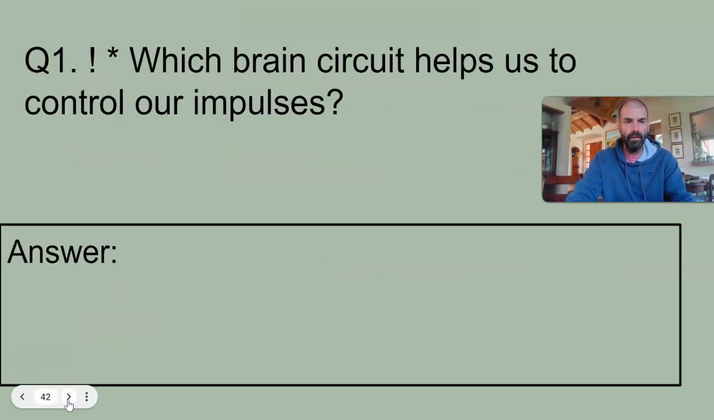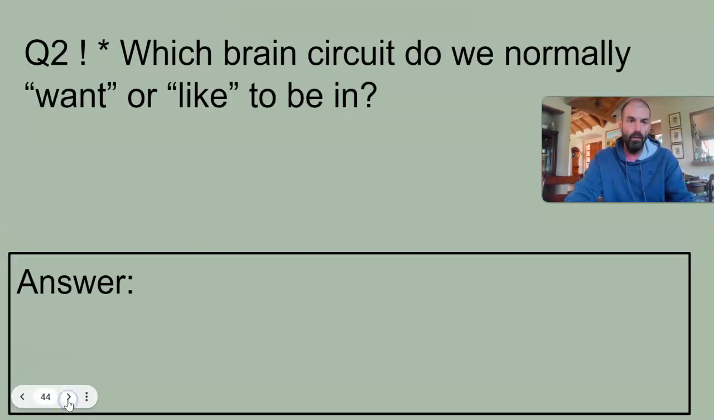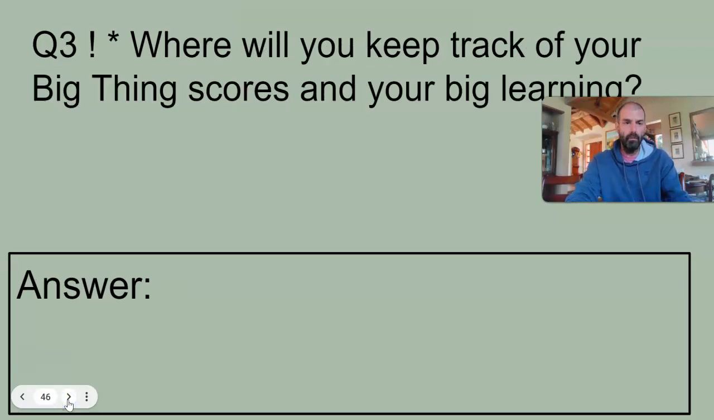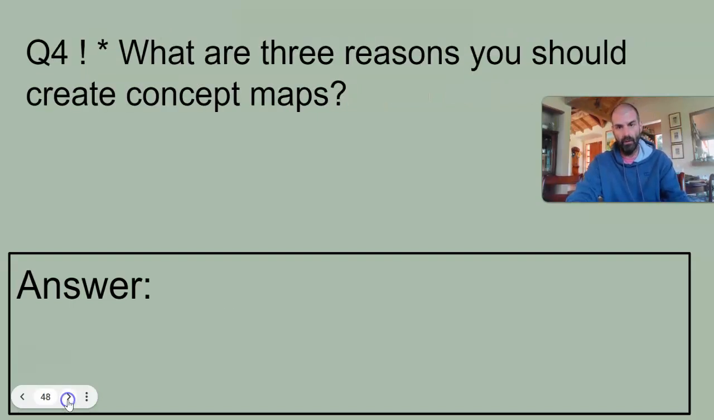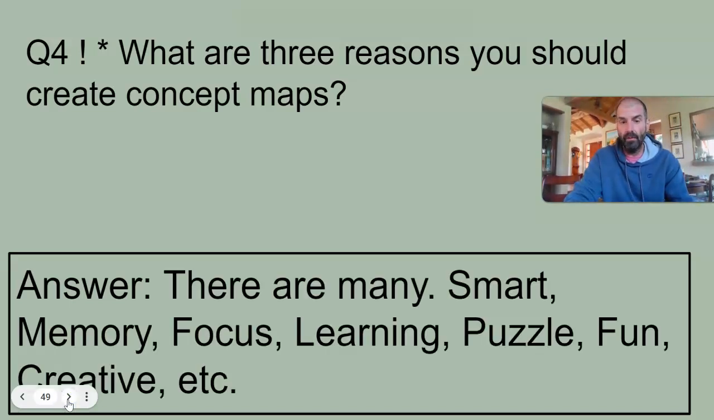Here we go. Which brain circuit helps us to control our impulses? 3, 2, 1. That would be the no-go. Which brain circuit do we normally want or like to be in? 3, 2, 1. The go. Where will you keep track of your big thing scores and your big learning? 3, 2. Your progress tracker. What are 3 reasons you should create concept maps? 3, 2, 1. There's a bunch. These are many. All of these are fine.